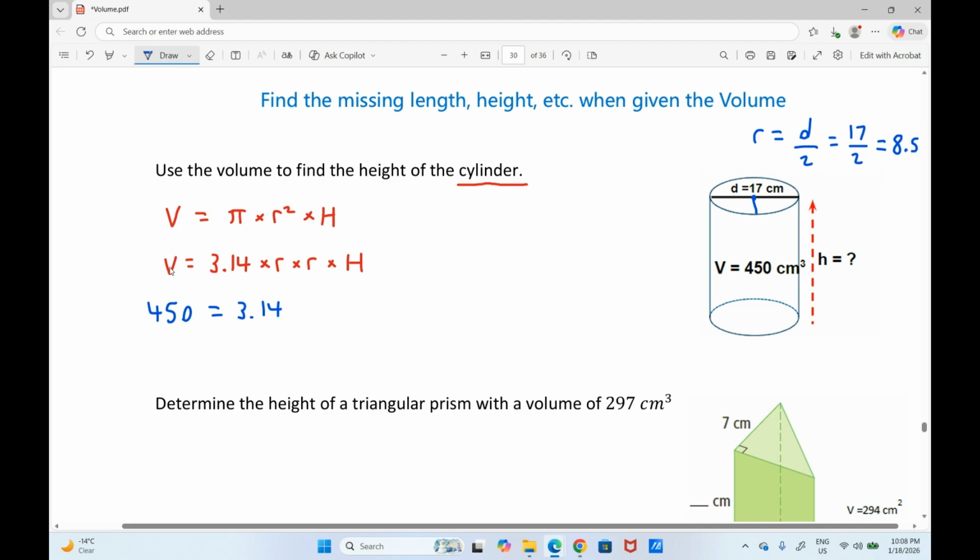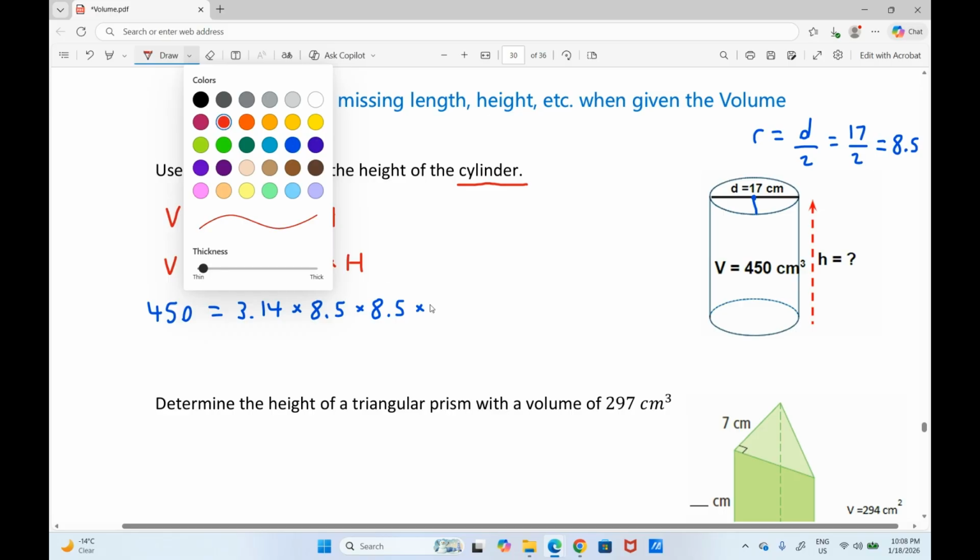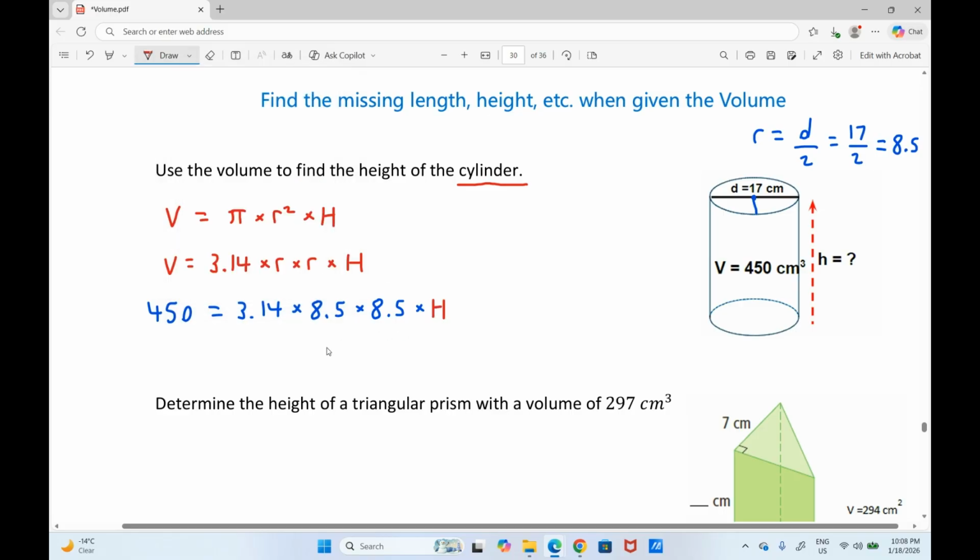So I have volume, it's given to me right here. I have the radius, which I found. I have pi, which is 3.14. So I'm just going to go 3.14 times 8.5 times 8.5, and then I'm going to times the missing value I'm looking for, which is h, my height. So I know everything except height. First thing I'm going to do is multiply the 3.14 by 8.5 by 8.5.